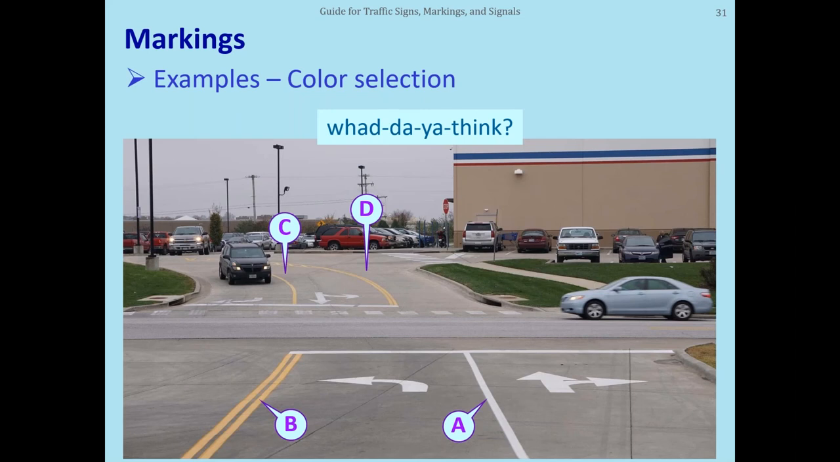Well, the majority rules. So it appears that most of the audience out there correctly identified that C should have been a white line because it is separating traffic going in the same direction. A, traffic going in the same direction, white, that's good. B, you've got double yellow separating opposite directions of travel, that's good. D, double yellow separating opposite directions of travel, that's good. So C is the offender here, should have been a white line.